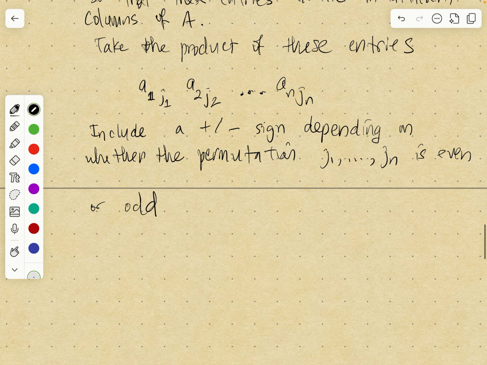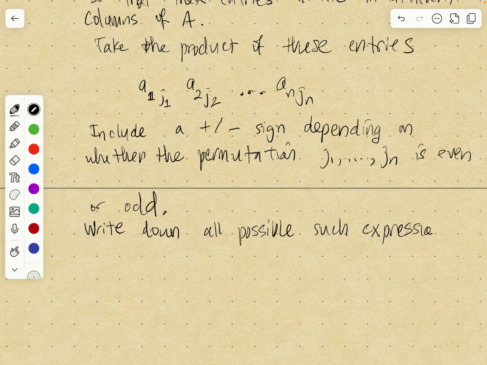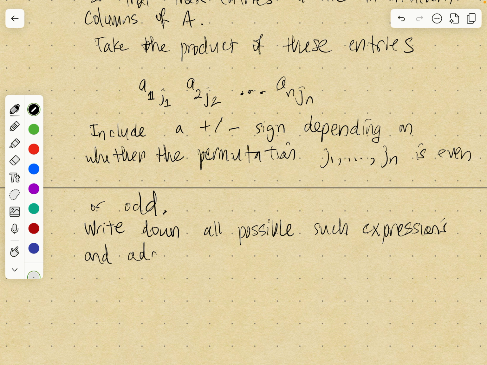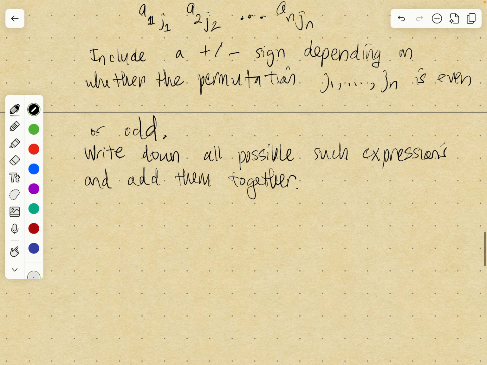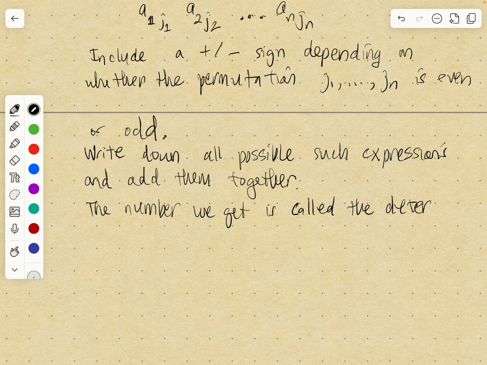And then what you do is you write down all possible such expressions and add them together. And then the number we get, that is defined to be the determinant of A. So that's called the determinant of A.